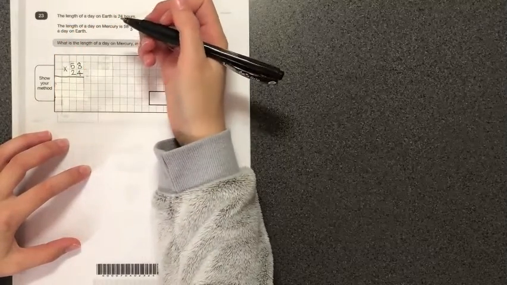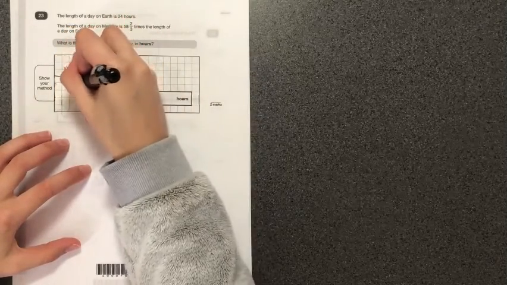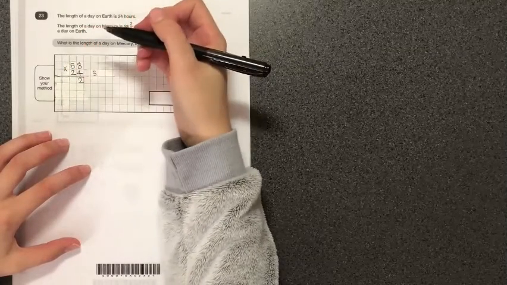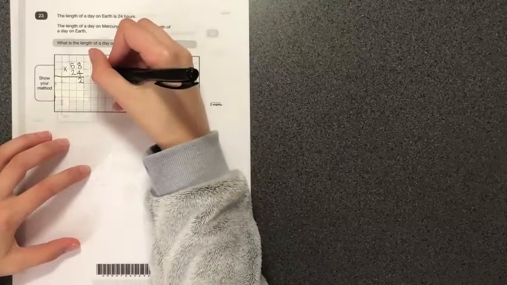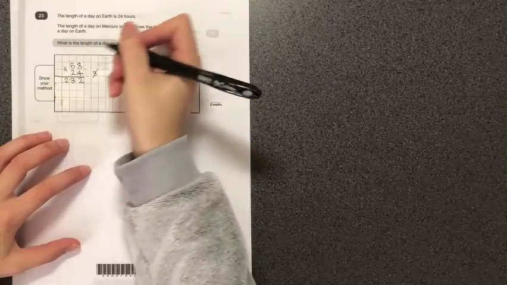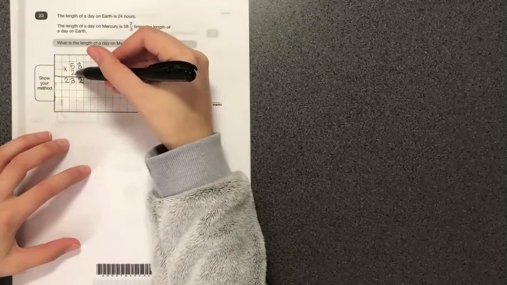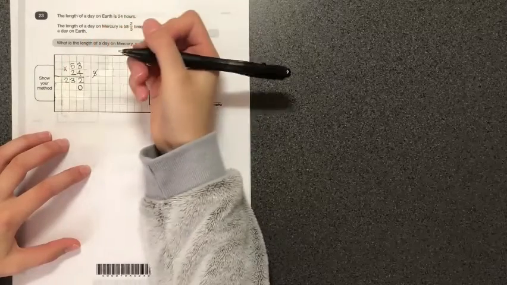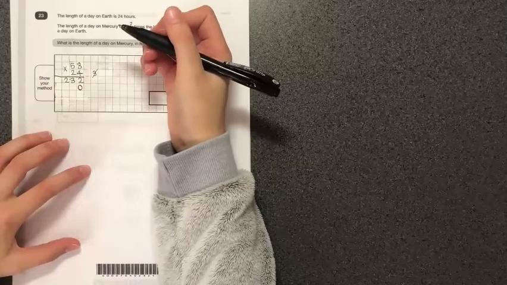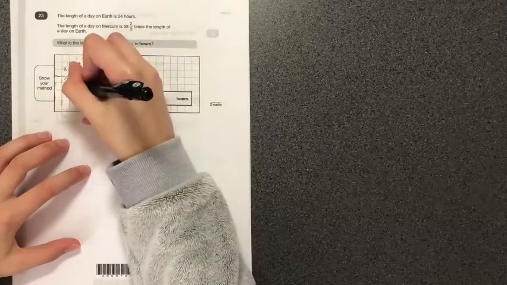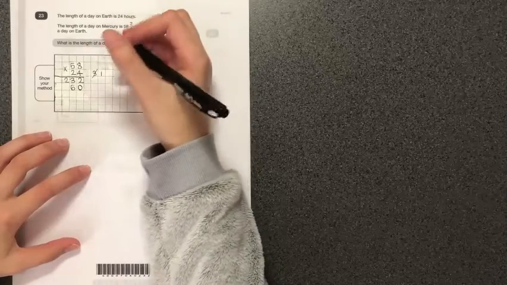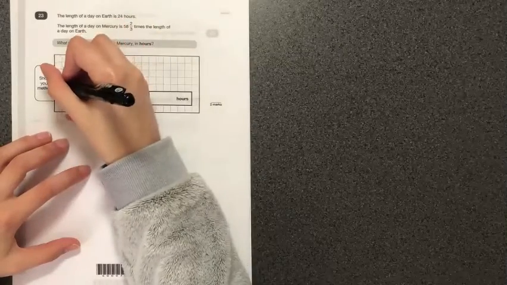4 times 8 is 32. Write the 2, carry the 3. 4 times 5 is 20, plus this 3 here is 23. Moving on to our tens column, leaving a space here and filling it with a 0. 2 times 8 is 16. Write the 6, carry the 1. 2 times 5 is 10, plus this 1 is 11.